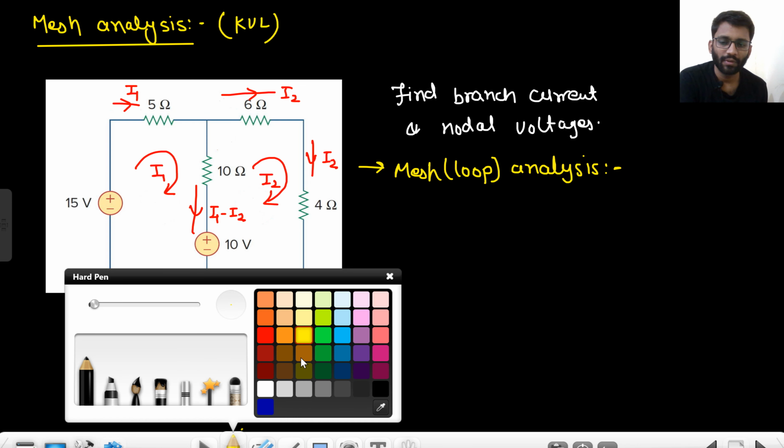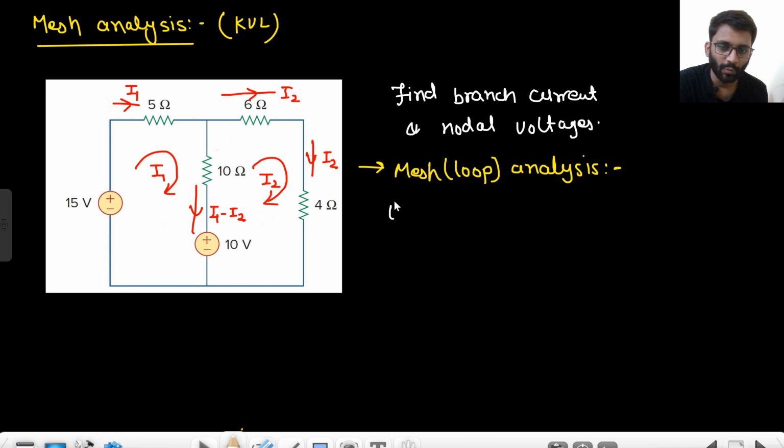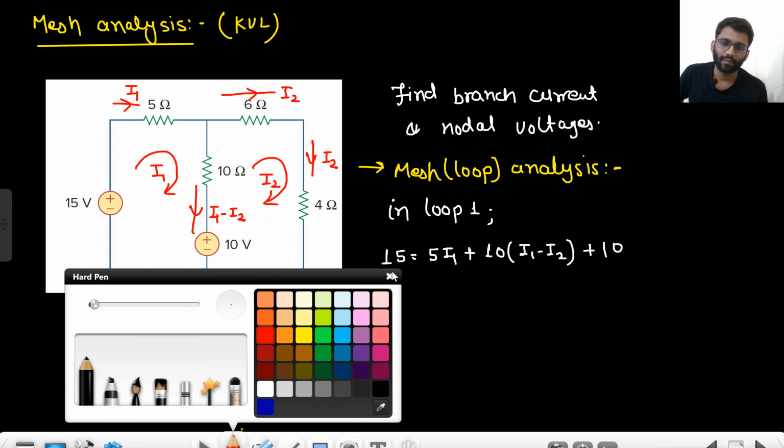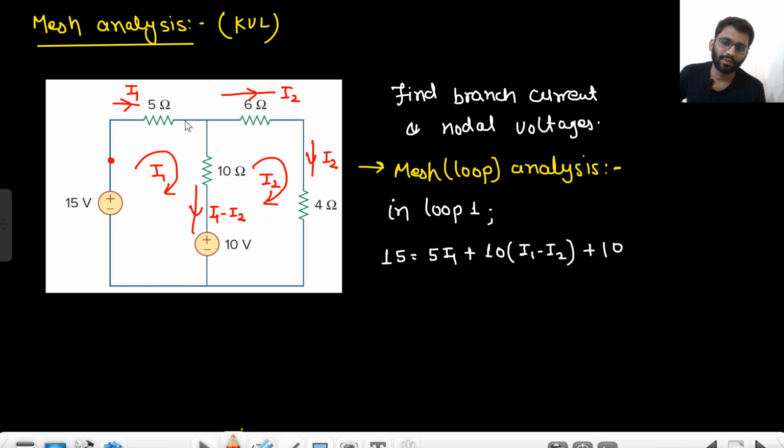So in loop 1, what is happening? 15 equals 5I1 plus 10 (I1 minus I2) plus 10. Did you get this point? What will be the drop? This will be positive, this will be negative, this will be negative, this will also be negative. So positive equals negative plus negative plus negative.